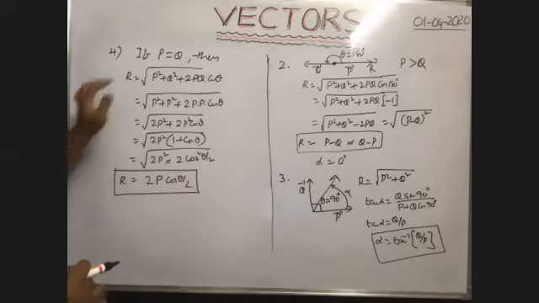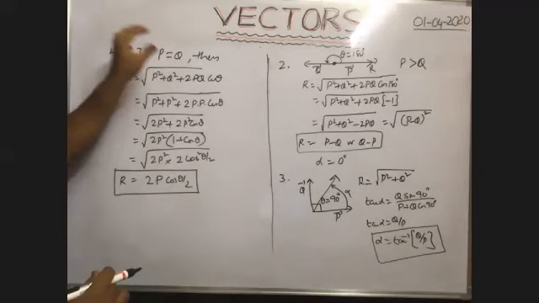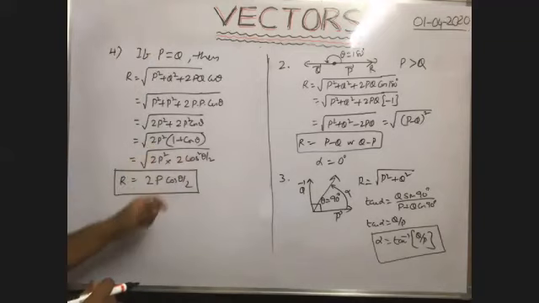When two vectors having the same magnitude act on a particle simultaneously with an angle theta between them, then the magnitude of the resultant R is equal to 2P cos theta by 2.